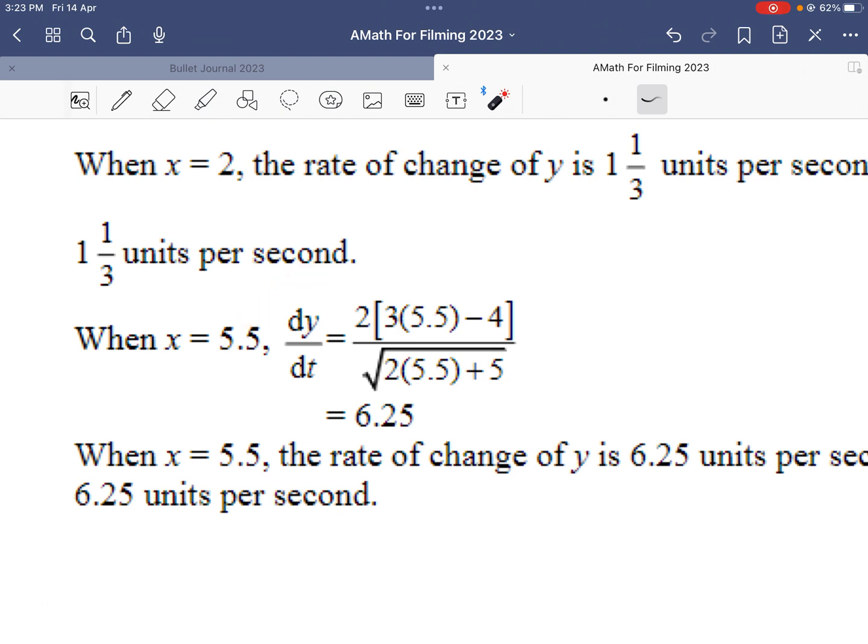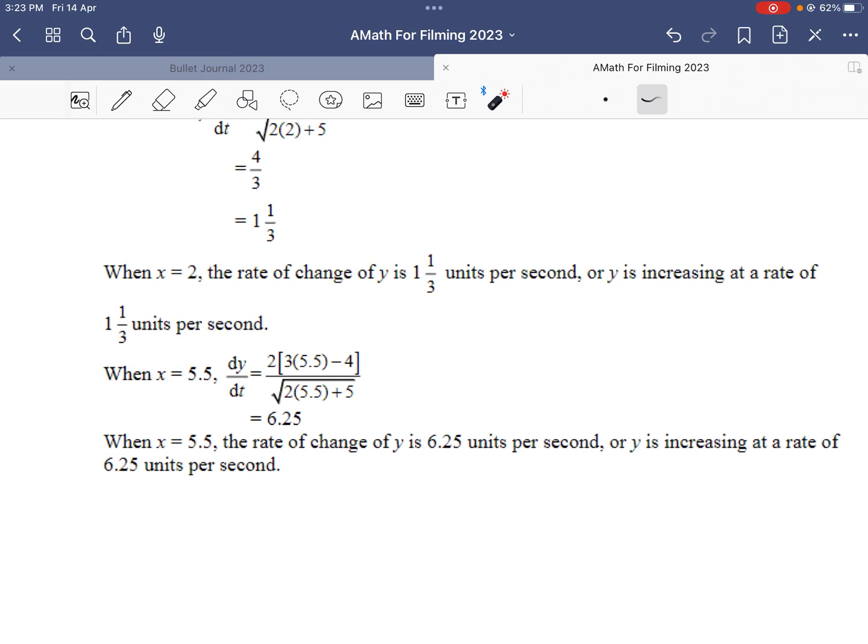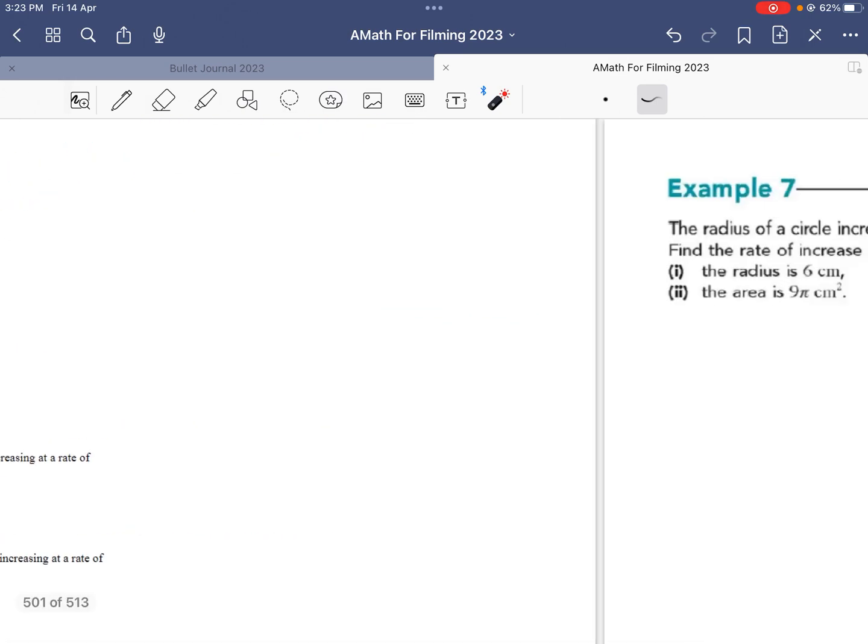Similarly, when x equals 5.5, I sub into the expression I obtained above. What I get is 6.25. That means that when x equals 5.5, the rate of change of y is 6.25 units per second. y is increasing.